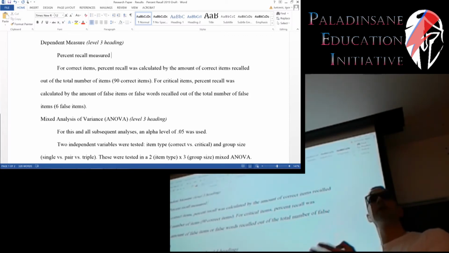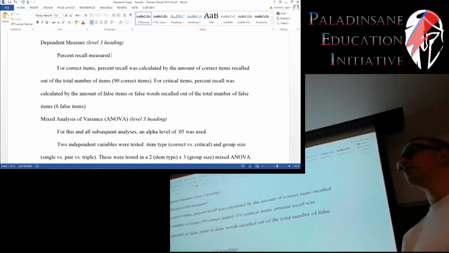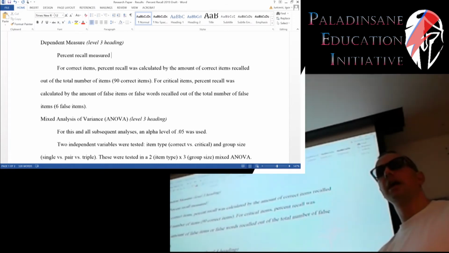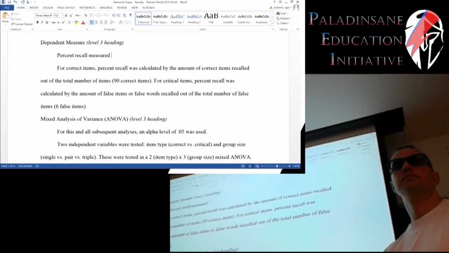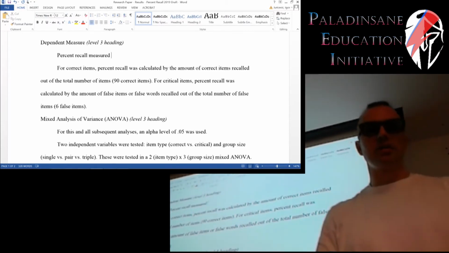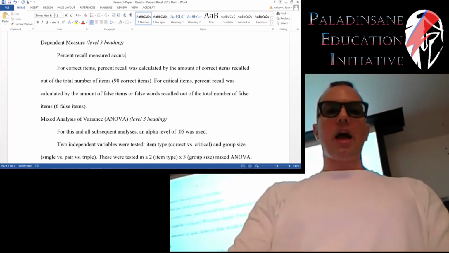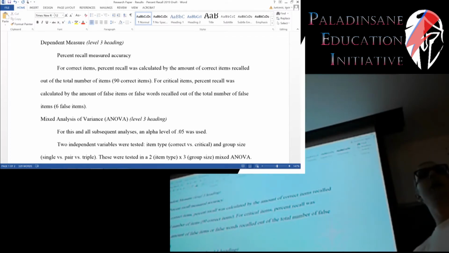So what aspect of memory was percent recall trying to get at? Which facet of memory was it that we were looking at? Accuracy. So we can go percent recall measured accuracy. All right. Got to add a little bit more.